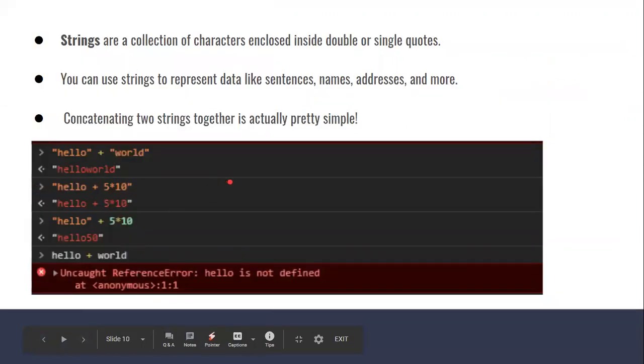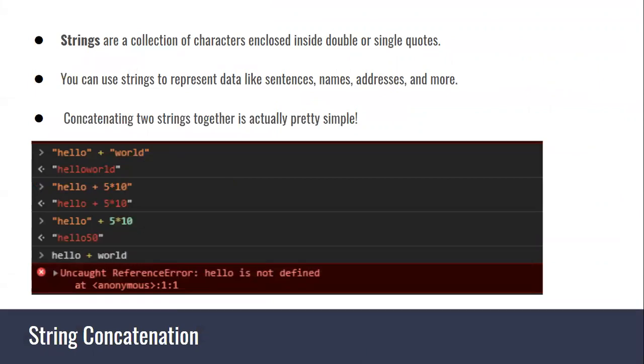So strings are collections of characters enclosed in single or double quotes. You can use a string to represent data like sentences, names, addresses. Concatenating them is pretty simple too. So that's another thing. If you notice here, we can easily concatenate strings. It's hello string plus world equals hello world.